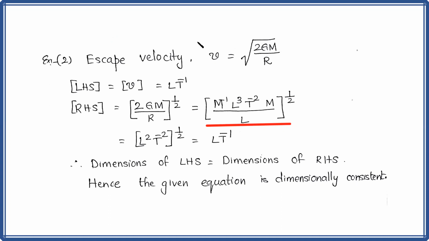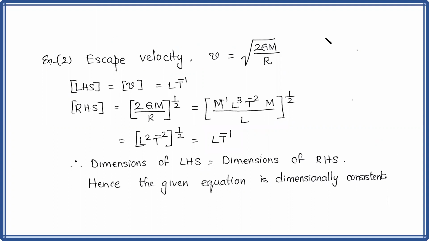So for the LHS, the dimensional formula is LT^-1. Again, for the RHS also, the dimensional formula is LT^-1. Therefore, what is the conclusion here? We can conclude that this equation is dimensionally consistent.